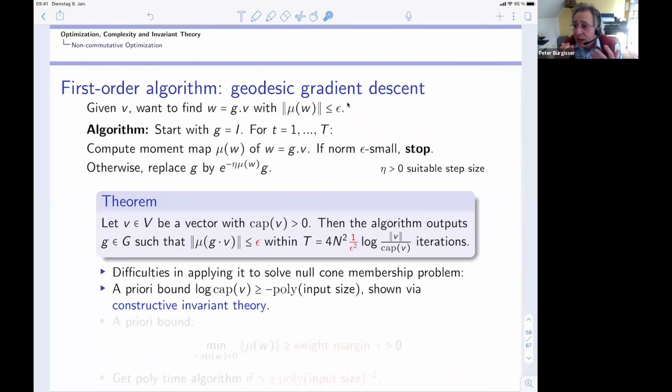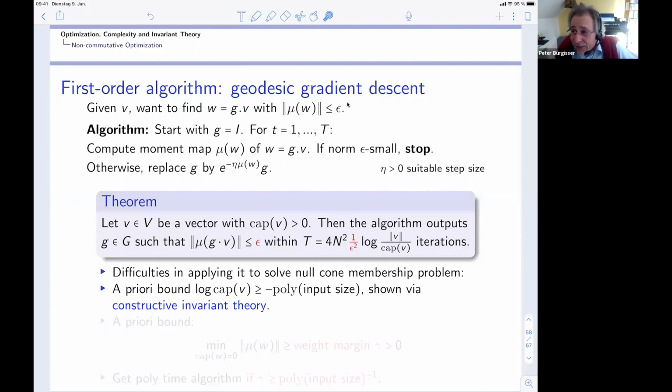If you want to know something about the null cone membership problem, how can we apply it? Then the work starts. We need to do two things. On the one hand, one has to prove an a priori lower bound on this capacity. We actually prove this: the logarithm of the capacity is this. So the capacity can be at most exponentially small. Maybe it's to be expected, but you have to prove it.